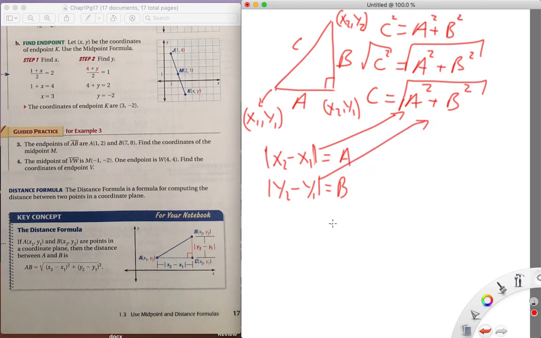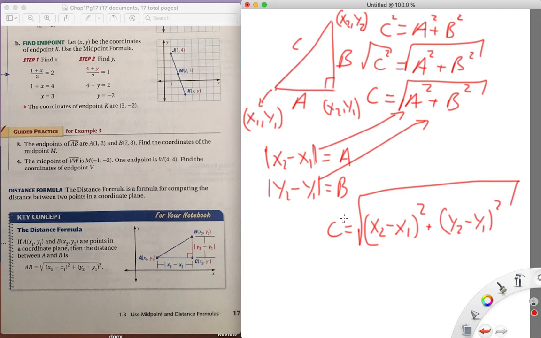So then I can say that C is equal to x2 minus x1 squared plus y2 minus y1 squared. And then I square root the whole thing. And that is the distance formula. So the distance formula is a derivation of the Pythagorean theorem.